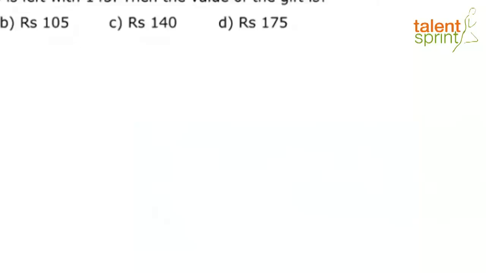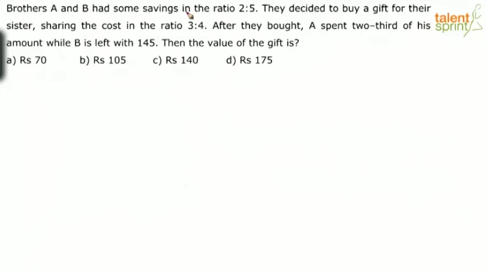Okay. Brothers A and B had some savings in the ratio 2:5. They decided to buy a gift for their sister, sharing the cost in the ratio 3:4. After they bought, A had spent 2/3 of his amount while B is left with rupees 145. Then the value of the gift is 70 or 105 or 140 or 175.